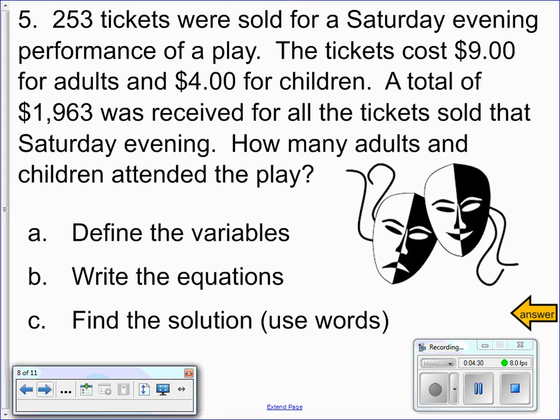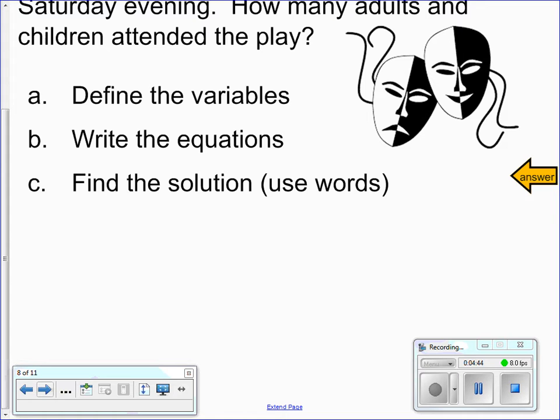253 tickets were sold for a Saturday evening performance of the play. The tickets cost $9 for adults and $4 for children. The total was $1,963 for all the tickets sold. How many adults and how many children attended the play? So the first thing I need to do is define my variables. So I'm going to say A is for adults and C is for children.